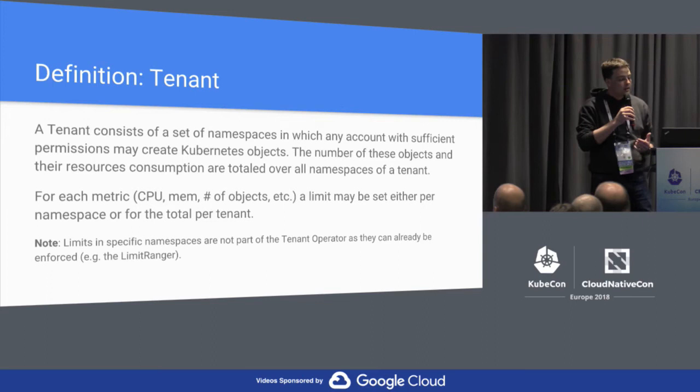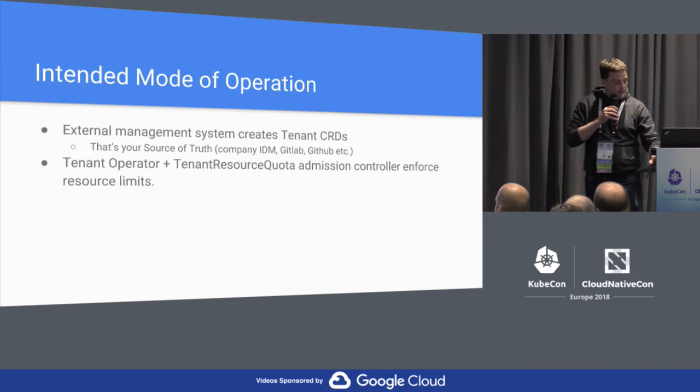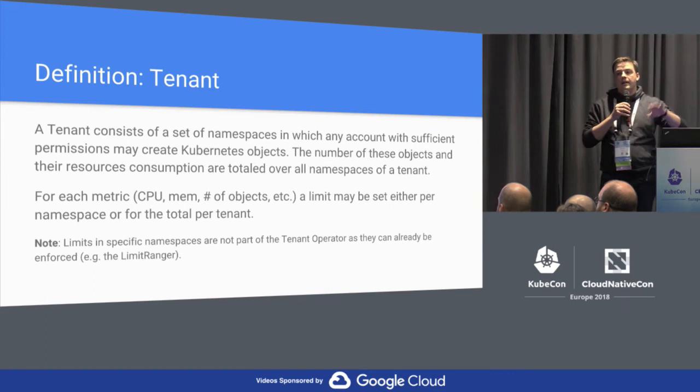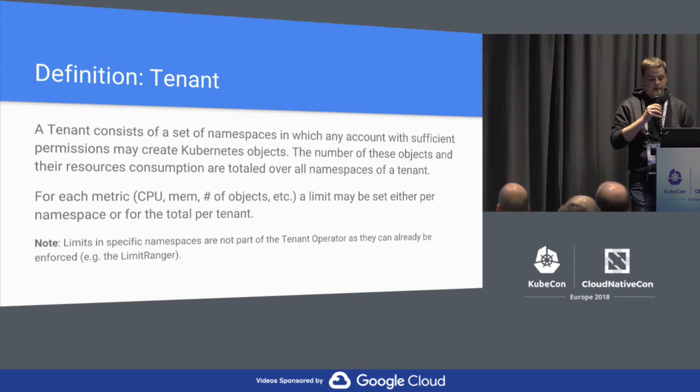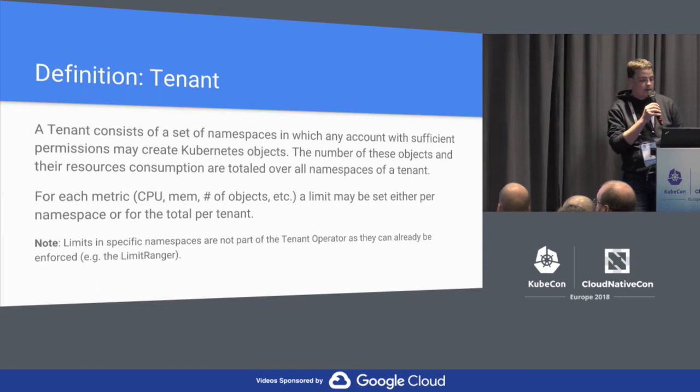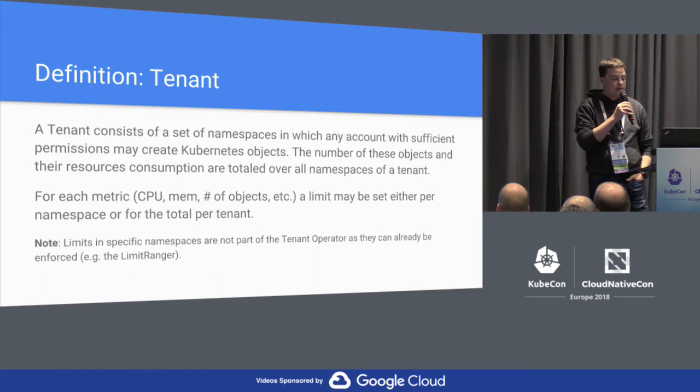So that would essentially be the other thing that the tenant resource quota admission thing should actually do, that it totals all the namespaces and adds that to the quota, and then per tenant says, okay, you cannot create any more pods because you use them all in the namespaces. So the idea in that tenant CRD would then be that for each of these metrics, a limit may be set per namespace or for the total of the tenant. That depends a bit on how specific you want to go.